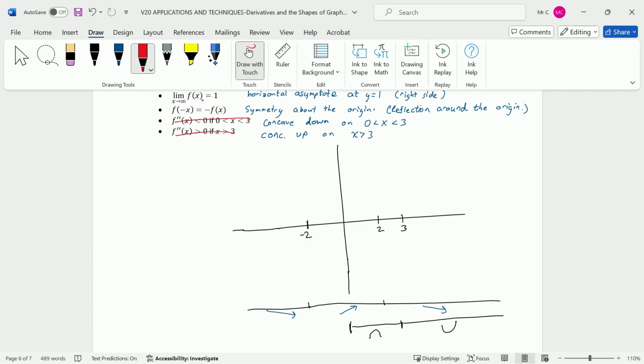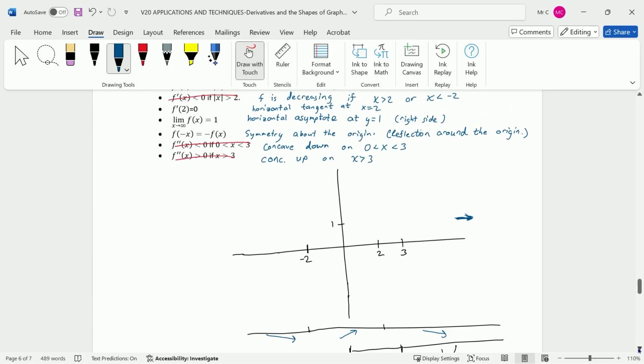But we do have the symmetry, and we also have this horizontal asymptote. That says that the y value approaches 1 as x goes to the right. Okay, so now all we have to make sure is that we follow the increasing decreasing pattern. We're going to draw the right side of the graph only, since we only know the concavity there, and then we'll figure out how to deal with the left side of the graph. And we also need to make sure we have a horizontal tangent at x equals 2.